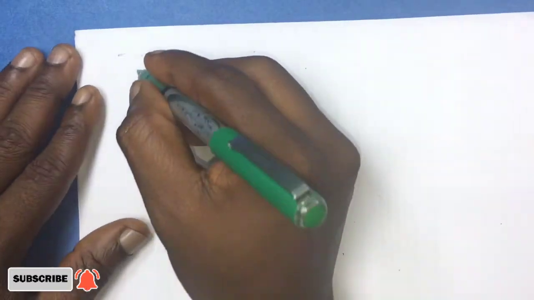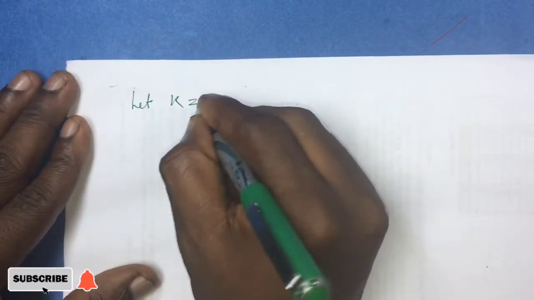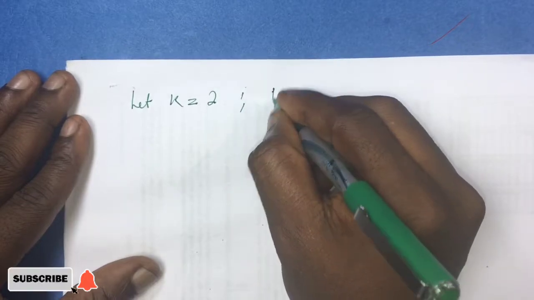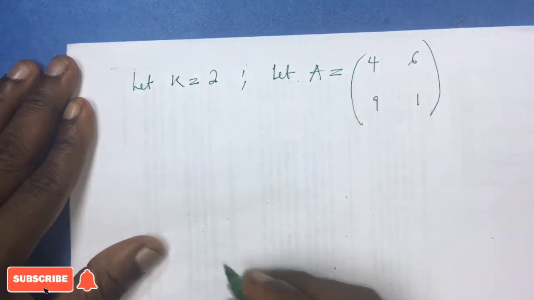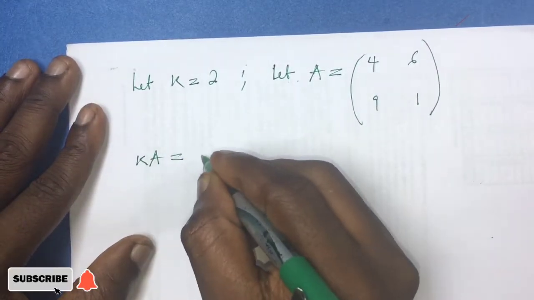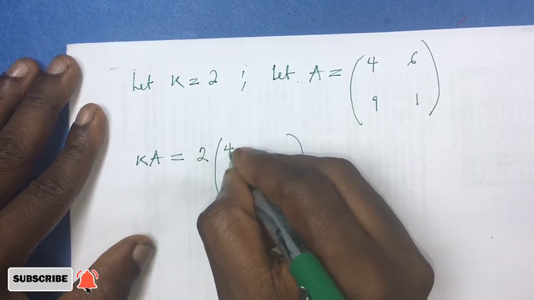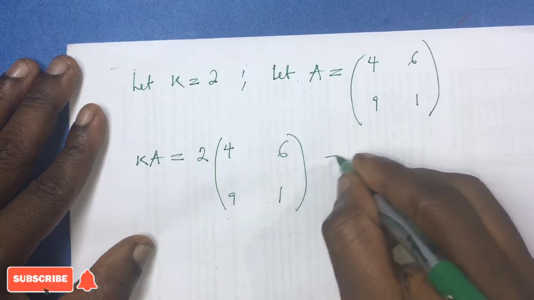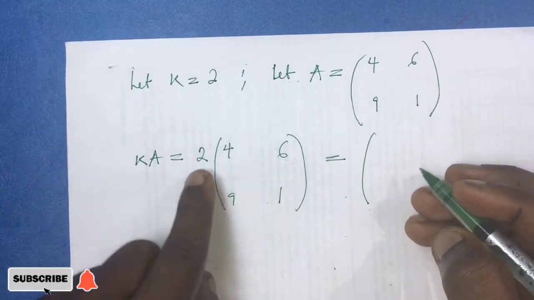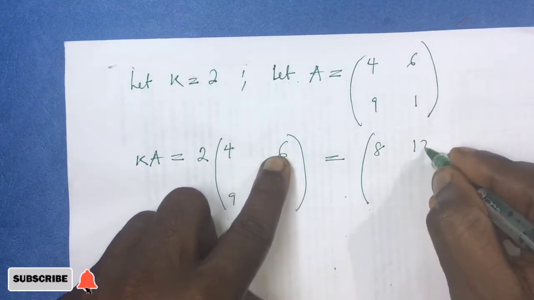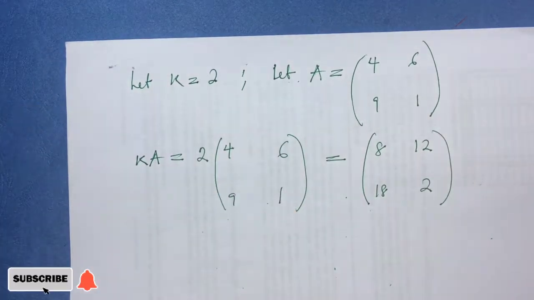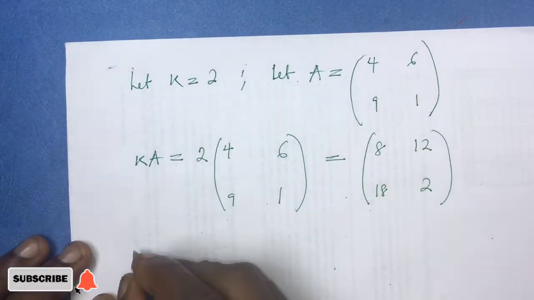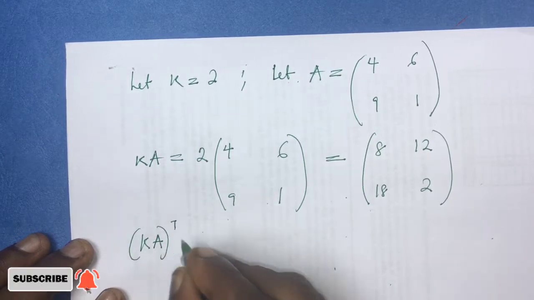Now let us take an example on that property and see what that means. So as an example, let K be equal to 2. Let A be equal to a 2 by 2 matrix 4, 6, 9, 1. Now, what is KA to start with? KA will be using 2 to multiply the matrix A, 4, 6, 9, 1, and that will give us, using 2 to multiply each element, 2 times 4 will give us 8, 2 times 6 will give us 12, 2 times 9 will give us 18, and 2 times 1 will give us 2. Okay? Now, when you do that, we have obtained KA. So the next thing we are going to do is to obtain KA transpose.